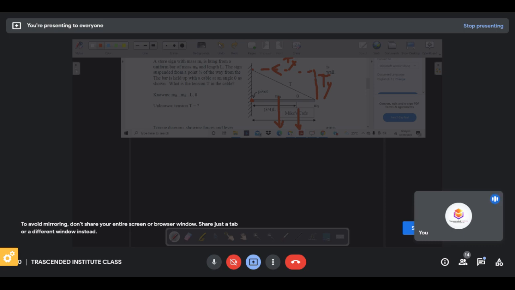Yes. I don't want to rush, because you need to understand this topic step by step. Okay. So now let's analyze the torques, how we can write them in relation to the point that we have.